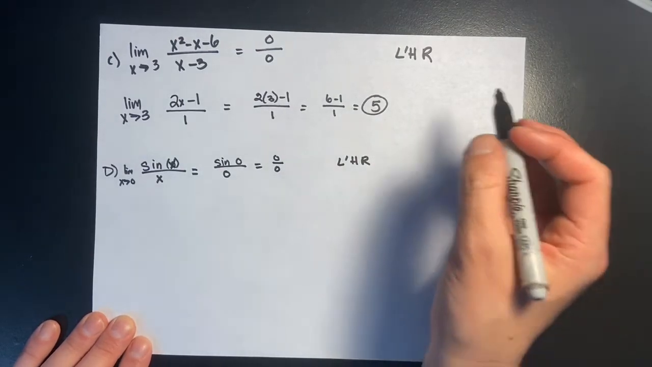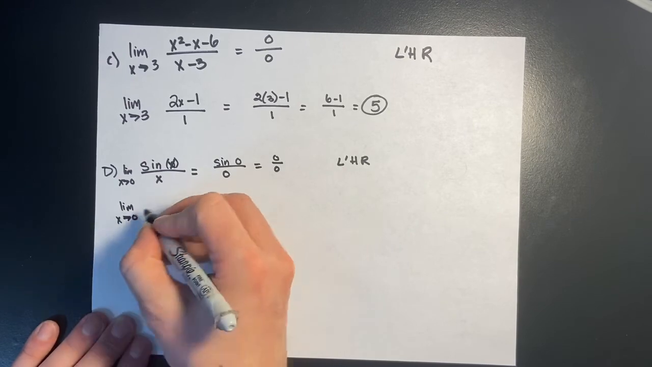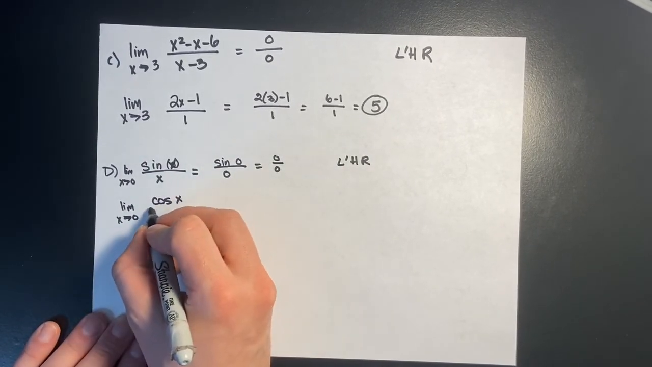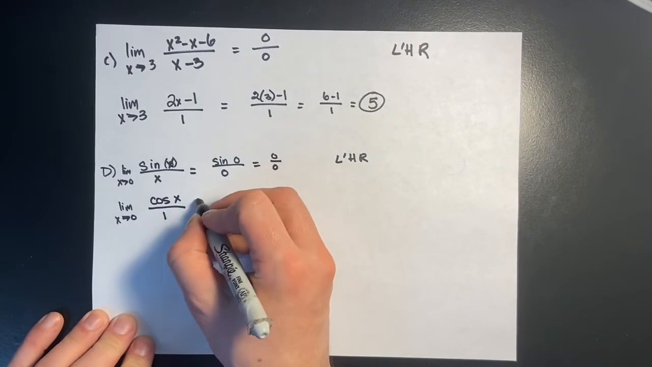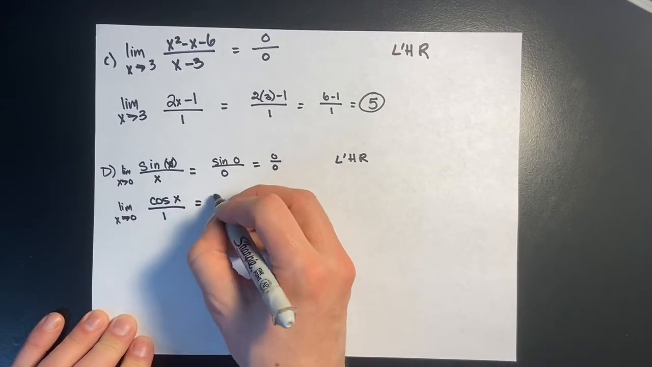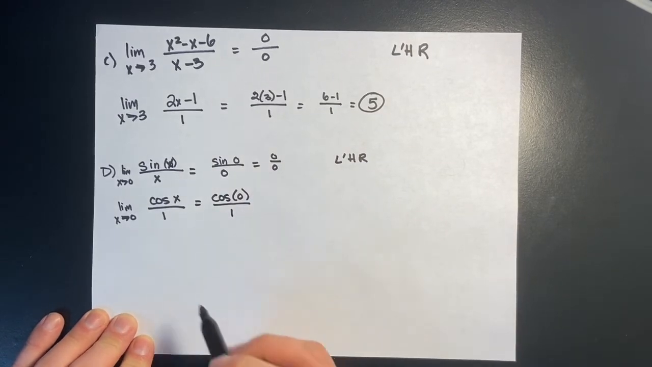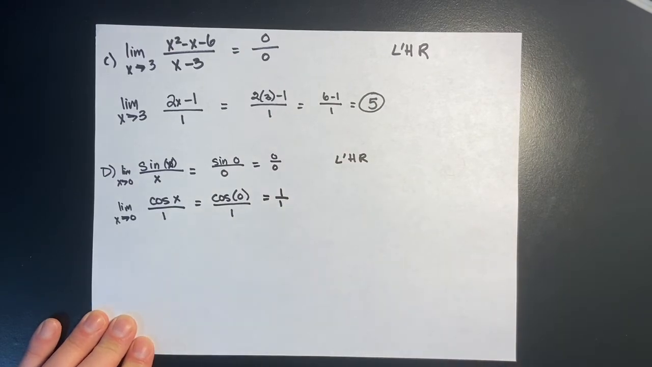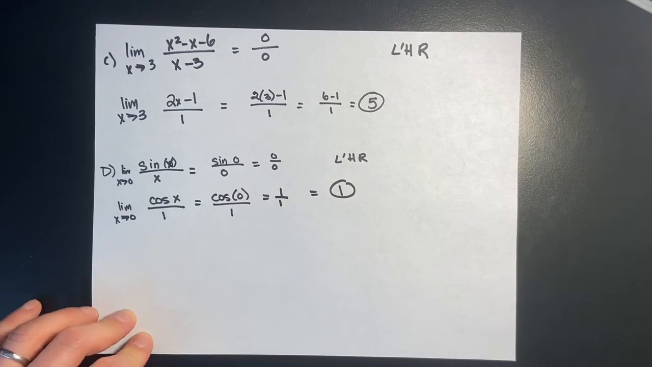Okay, if I take the derivative of the top, the derivative of sine is cosine. The derivative of x is 1. If I plug in 0 now, I get cos 0 over 1, because there's nothing to plug in on the bottom. Cos 0 is 1. And last time I checked, 1 over 1 is 1. Hey!